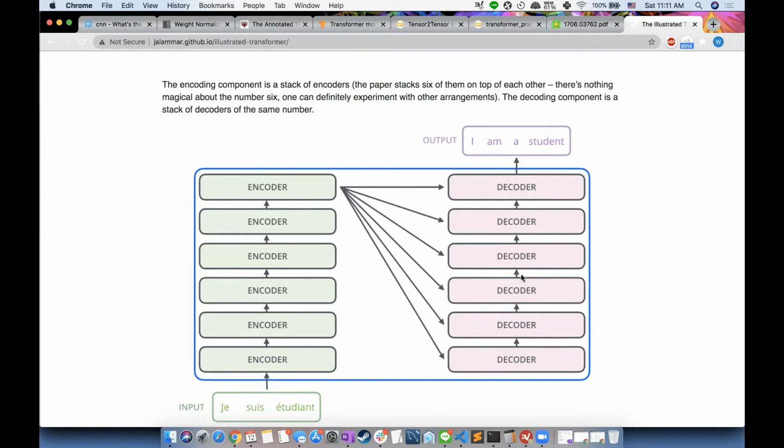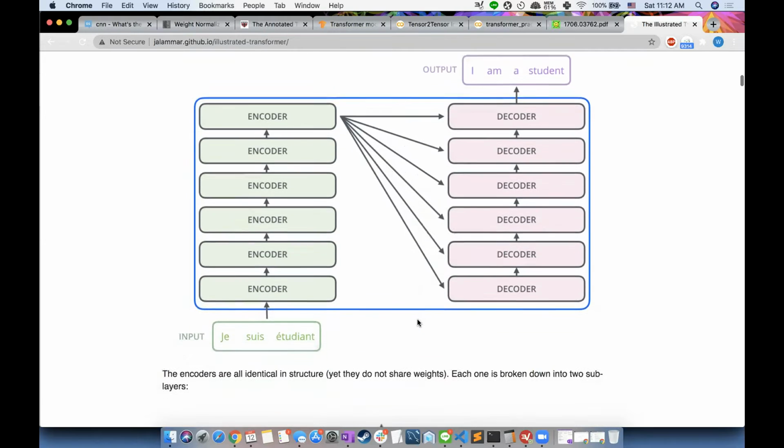And the way they interact with each other is the decoder would actually take some outputs of the encoder and use that as part of the decoder. And we will explain that in detail in a little bit.